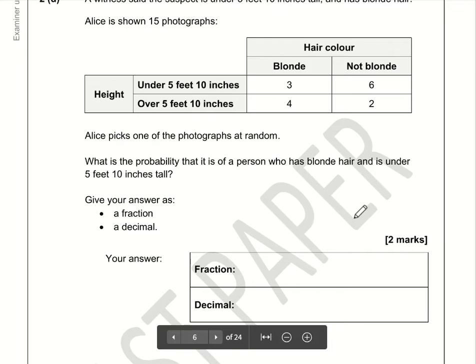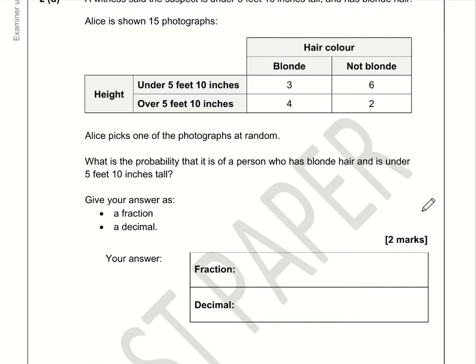Okay, part D. We want to work out the probability that a person has blonde hair and is under 5'10". So blonde and under 5'10" is 3. There are only 3 people, and that is out of a total of how many? So we need to add up the number of people. Well, actually, we don't need to add them up. We've been told there are 15. So as a fraction, it is 3 out of 15.